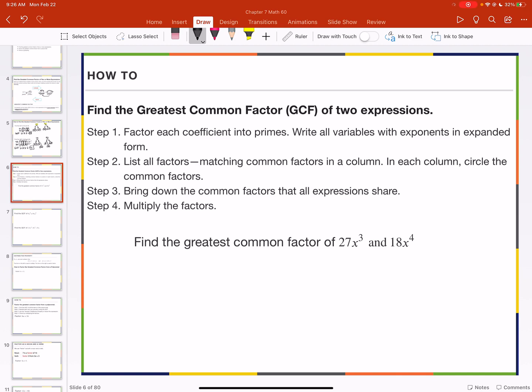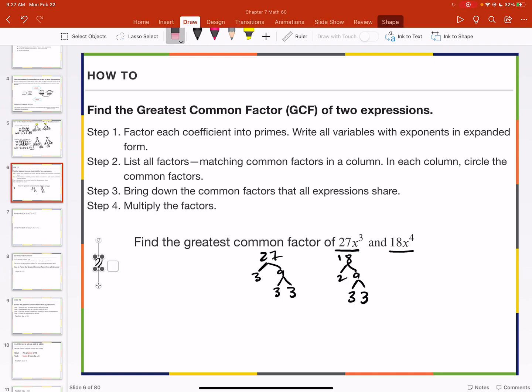Now, what do you do if you have 27x cubed and 18x to the power 4? So you can do the same thing, right? With the number part, we're doing the prime factorization. And then 18, 2 and 9 and 3 and 3. So then we, 27, sorry, I don't know why I wrote 2x.